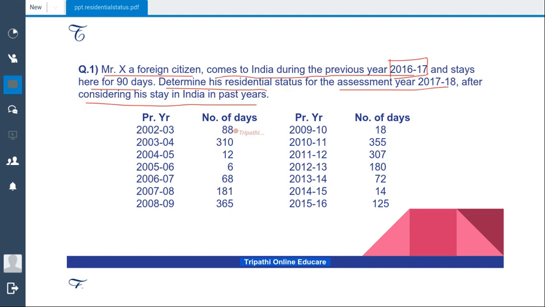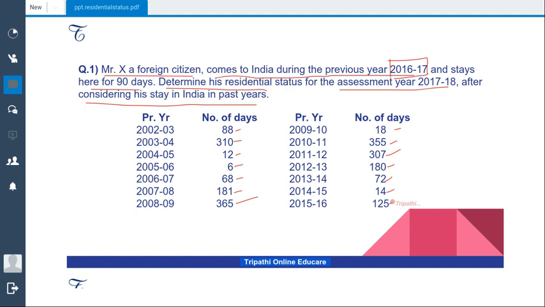2002-3, he was in India for 88 days. 3-4, 310 days. 4-5, 12 days. 2005-6, 6 days, 2006-7, 68 days, 2007-8, 181 days, 2008-9, 365 days, 2009-10, 18 days, 2010-11, 355 days, 2011-12, 307 days, 2012-13, 180 days, 2013-14, 72 days, 2014-15, 14 days, and 2015-16, 125 days.